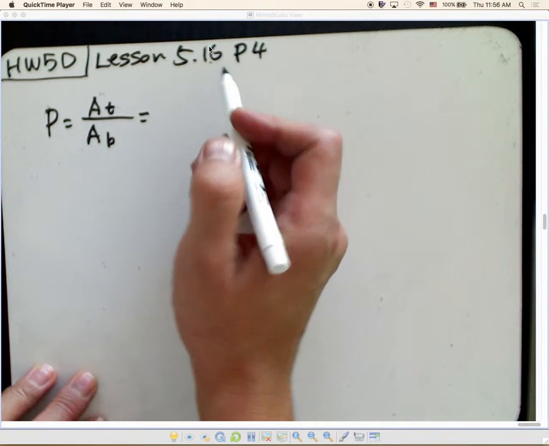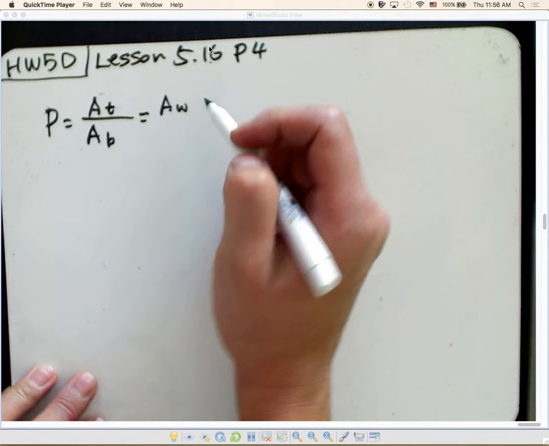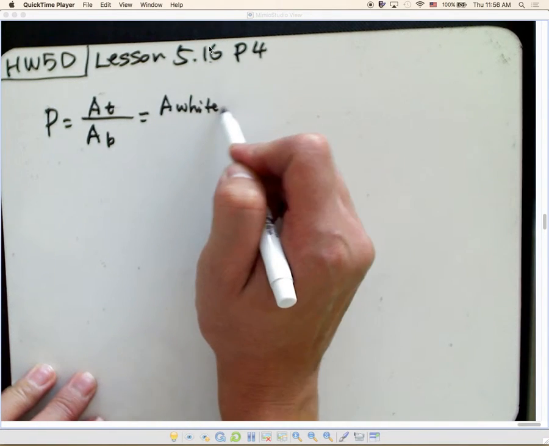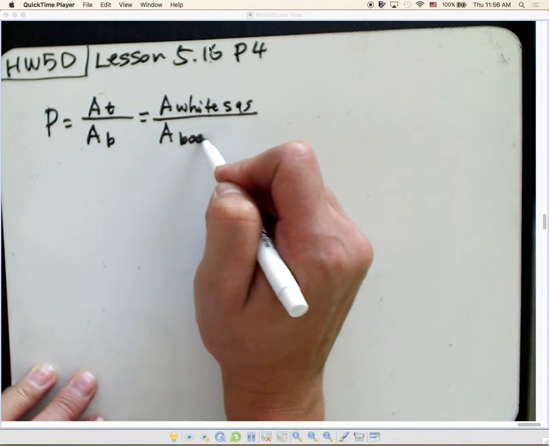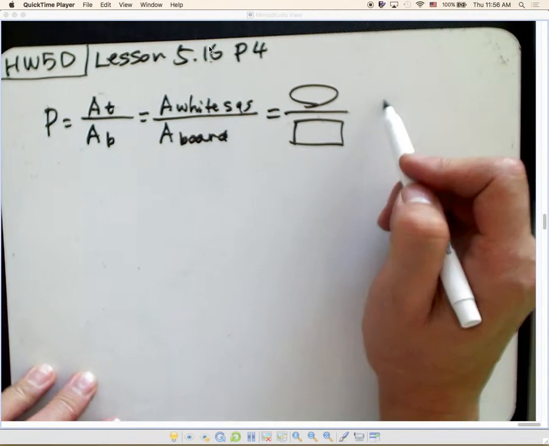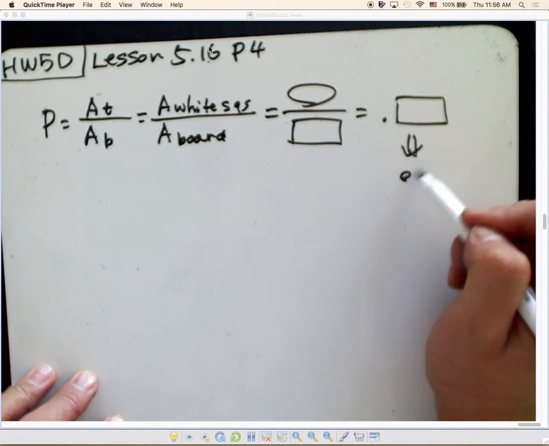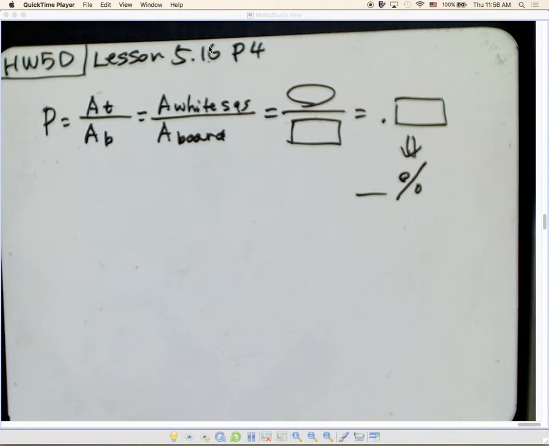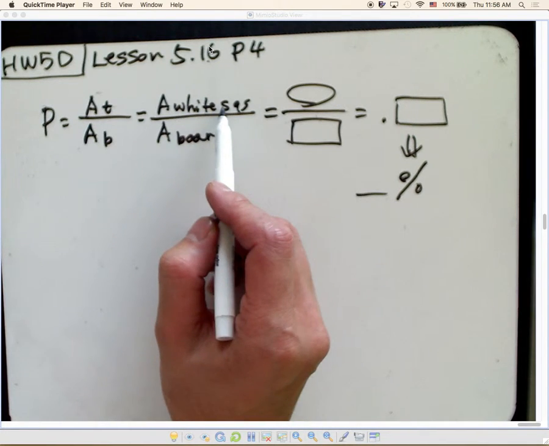So the area of the target is the white squares. You want to find the area of the white squares over the area of the board. And if you get whatever divided by whatever, that's going to give you a decimal, and convert the decimal into a percent. And so that's A, and B is going to be the opposite of it. Instead of white squares, you want to find the area of the black squares.